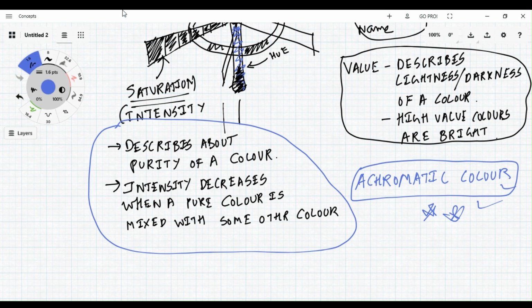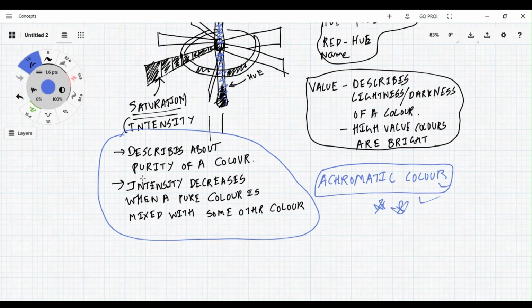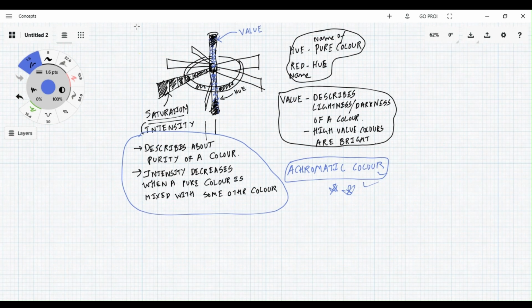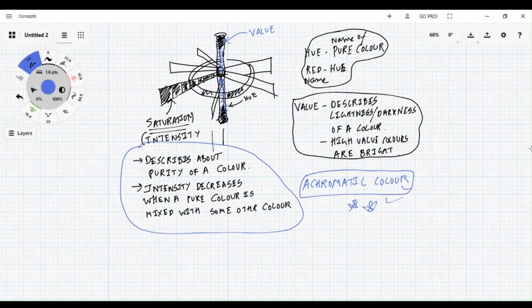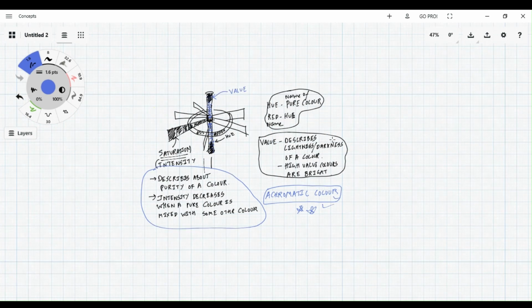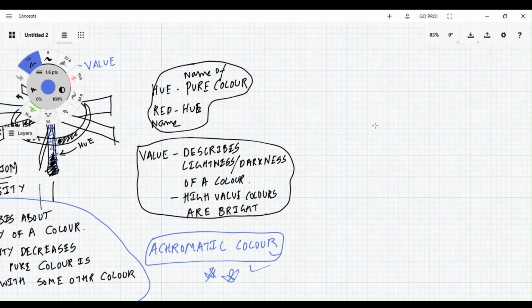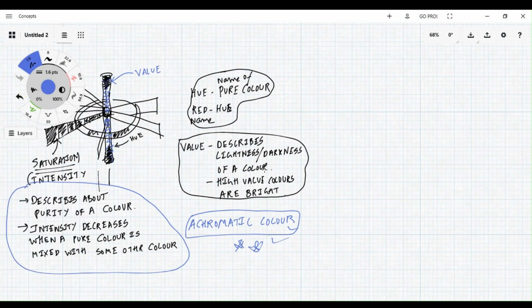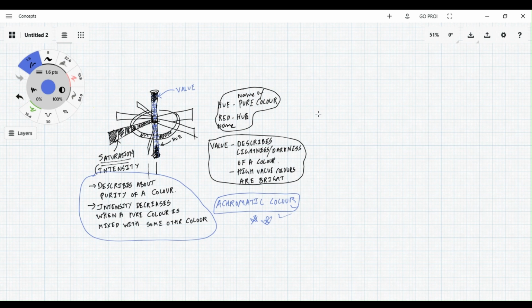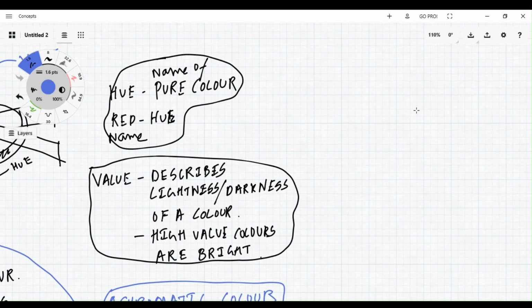And also, here is one more point we can consider when explaining about value. If you see the assistant architect exam, there was a question about tints. What are tints? What are tones? Do you know anything about tints and tones? Let's see what a tint is.